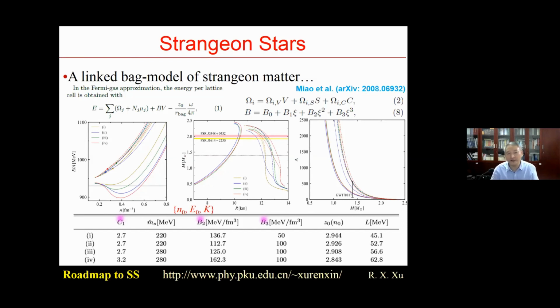Anyway, if in the future we constrain lambda 1.4 in this region, I mean 500, then our three-flavored Strangeon star model should be ruled out. I will be really sad about this observation.